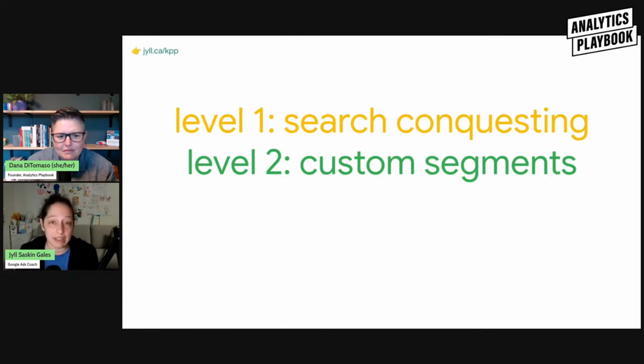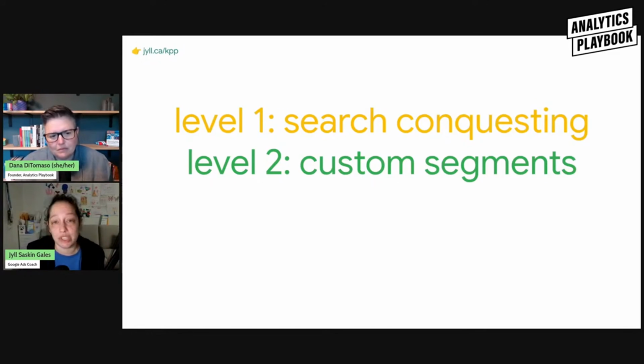And then you can show ads to people who have searched for those things as they're doing other things online. So maybe this morning they were searching for Adidas and now they're watching a YouTube video. Now you can show them an ad, knowing that it is the same person who was searching for your competitor. So that's our intermediate level conquesting, building a custom segment of your competitors' brand names.